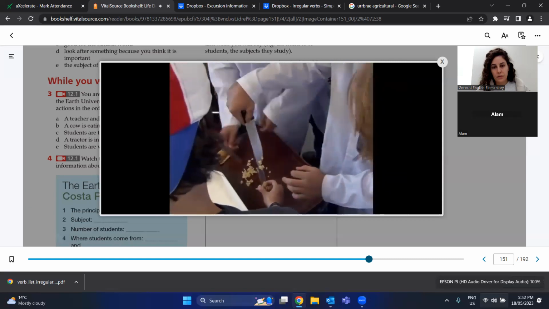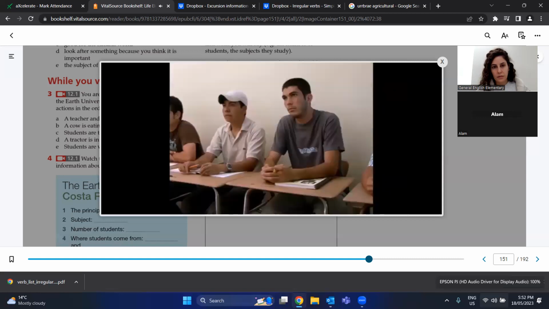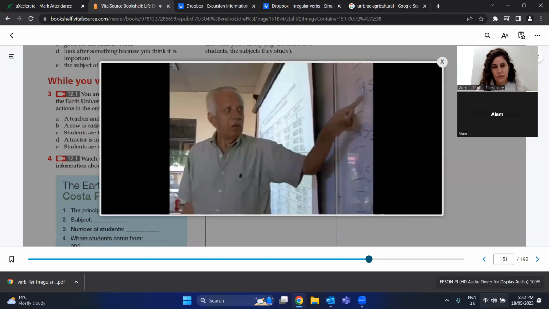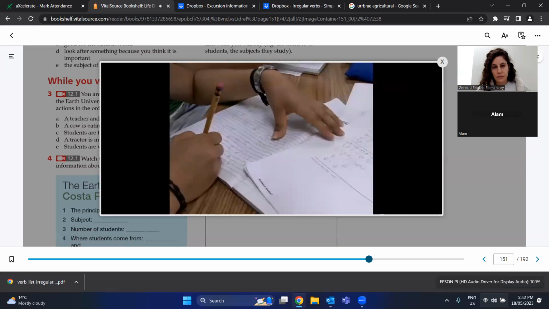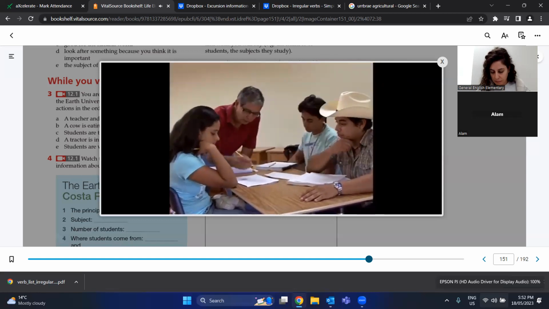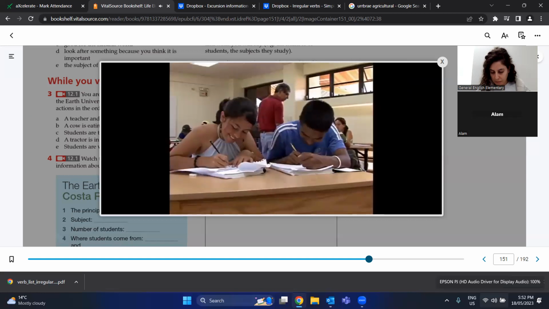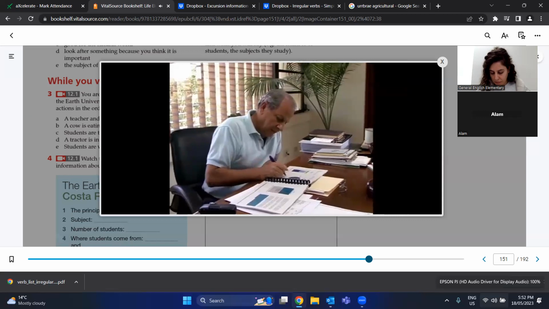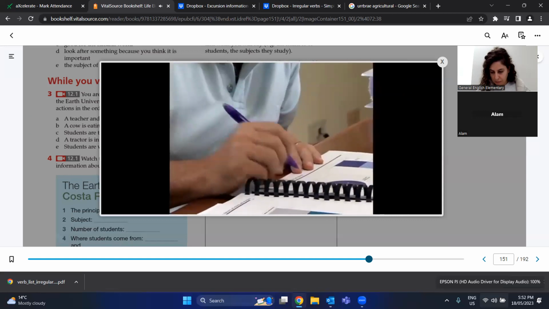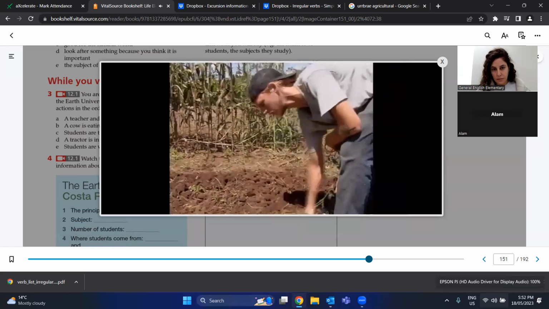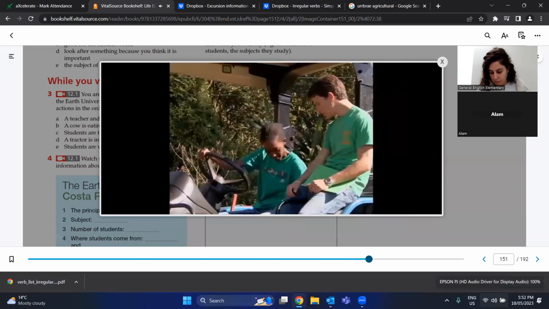In addition to farming, Earth University students learn about business management. University President Jose Zaglul thinks the students at Earth University will become leaders who can change farming in their own countries and communities.